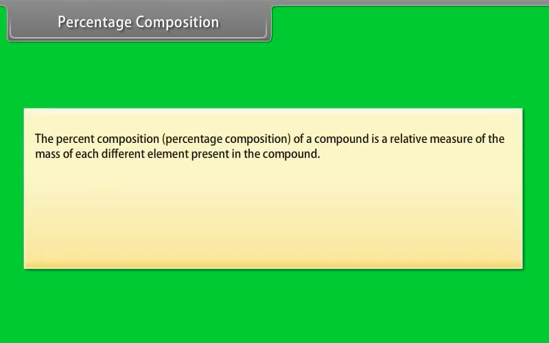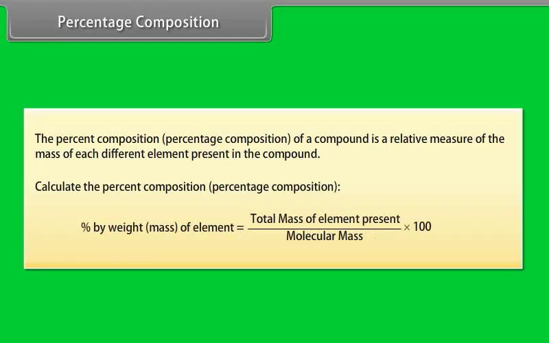Percentage composition. The percent composition of a compound is a relative measure of the mass of each different element present in the compound. Calculate the percentage composition by weight: mass % of element is equal to total mass of element present divided by molecular mass, times 100. Empirical formula and molecular formula.